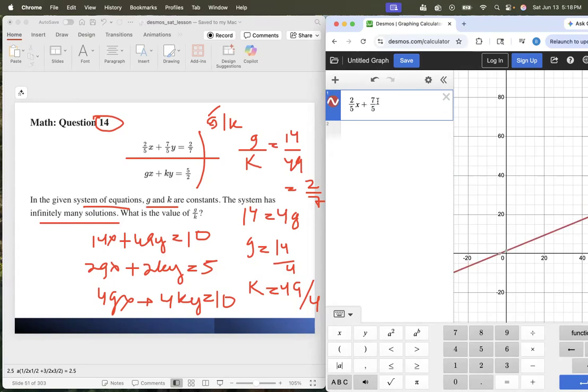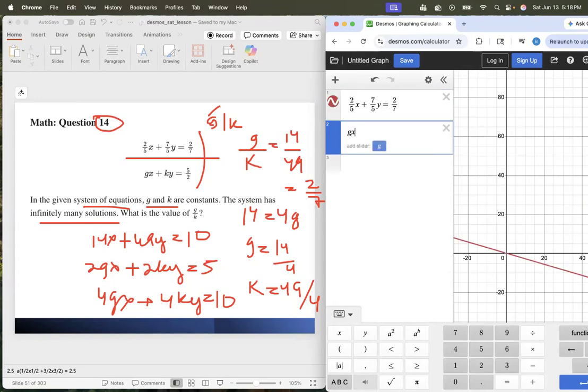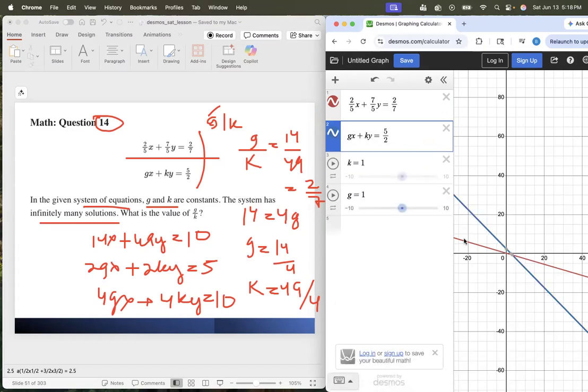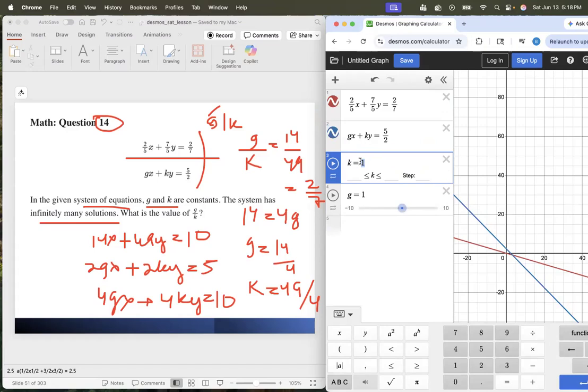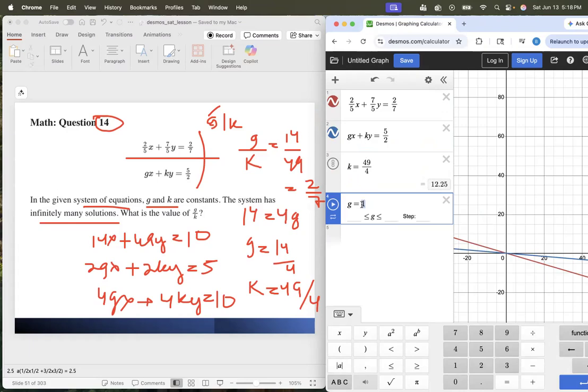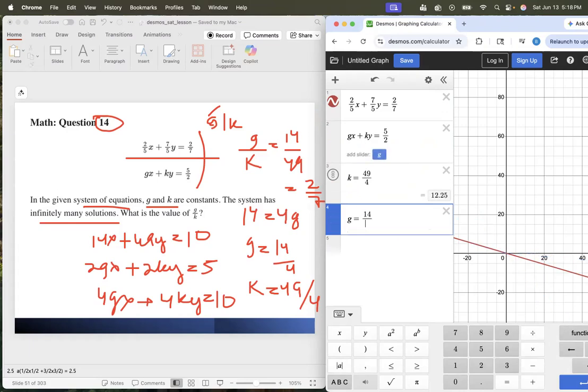I have 5 over 7, y is equal to 2 over 7. And then gx plus ky is equal to 5 over 2. Now you have to pick sliders, 2 sliders, right? But k is equal to 1. We know k is 49 over 4. And then we know g is 14 over 4.